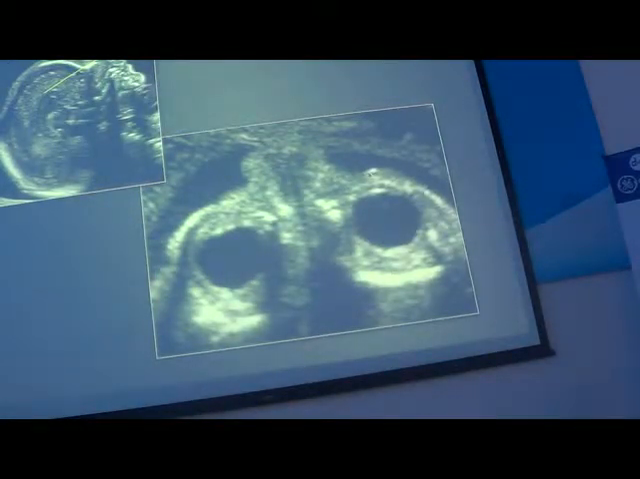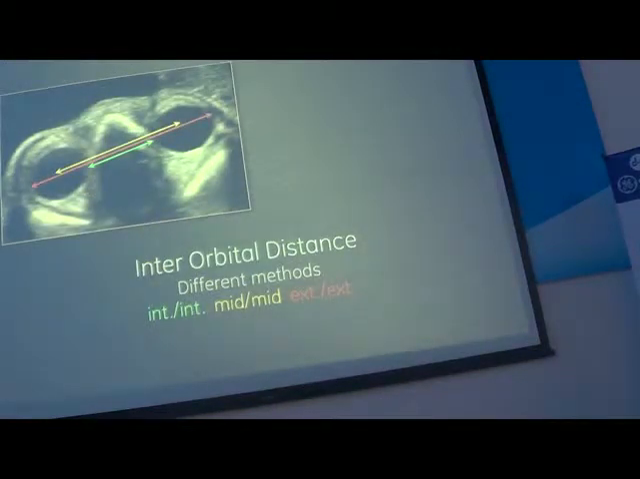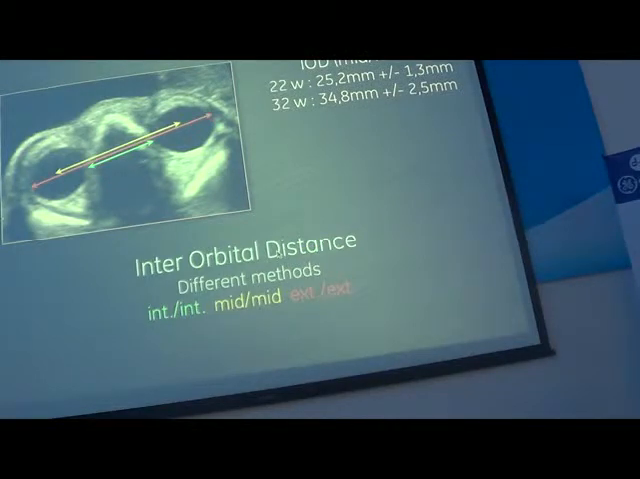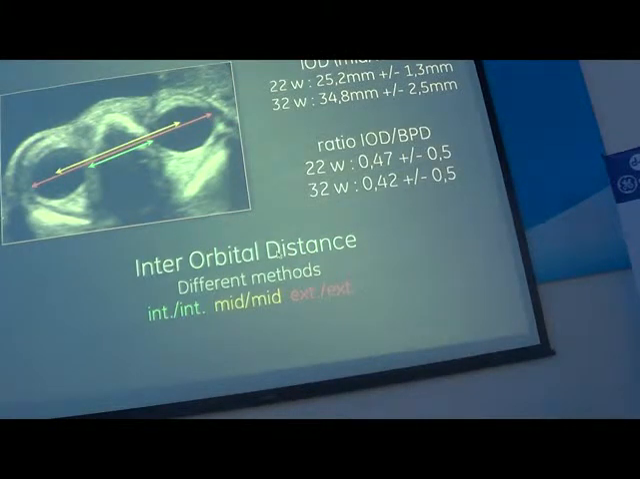The orbits, if you do this section, you will see the two orbits. You can do the measurement, the interorbital distance. You have different ways to do it. You can do internal, external, or mid-mid.